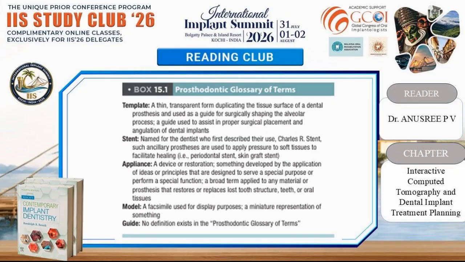Prosthodontic Glossary of Terms. Template: a thin, transparent form duplicating the tissue surface of a dental process and used as a guide for surgically shaping the alveolar process; a guide used to assist in proper surgical placement and angulation of dental implants. Stent: it is named for a dentist who first described their use, Charles R. Stent. Such ancillary processes are used to apply pressure to soft tissue to facilitate healing.